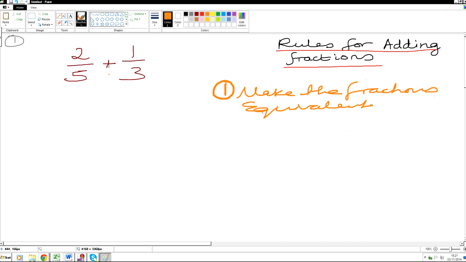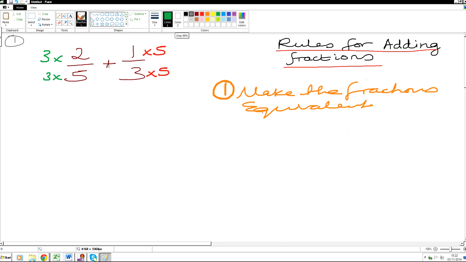So that's what we're going to do now. So 5 and 3, the best way to make them equivalent, or one of the easiest ways to make equivalent, is by multiplying one denominator by the other denominator. So for example, this 3 gets multiplied by the 5. And what we do to the bottom, we must do to the top. Now, this 5 multiplied by this 3, by the other denominator. So, times by 3, times by 3.